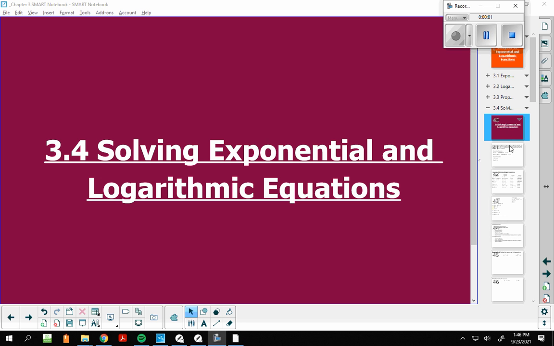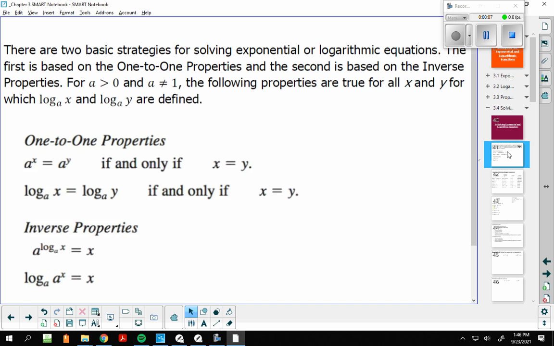Today's topic is solving exponential and logarithmic equations. So now we're going to have equal signs and we're going to have to solve the equations for our unknowns. There are two basic strategies for solving exponential and logarithmic equations. So we'll have two types of equations.